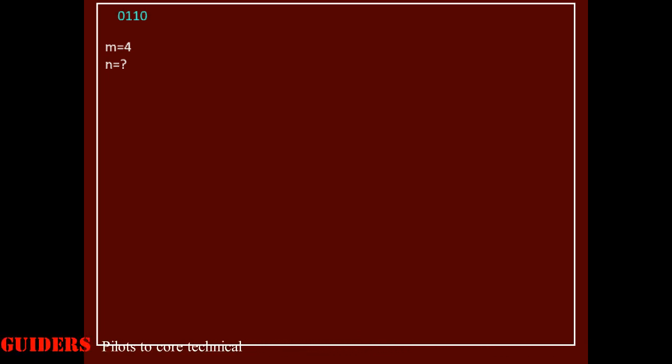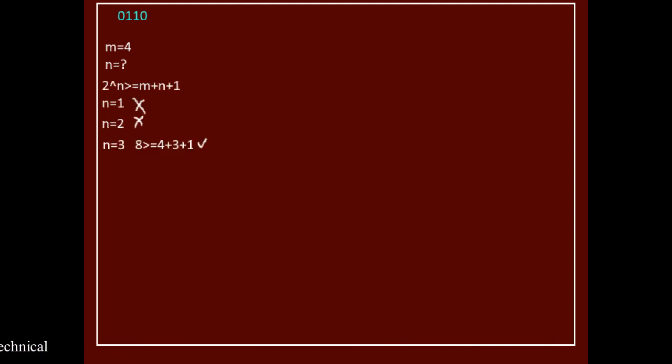To find out that, consider the equation 2 power n should be greater than or equal to m plus n plus 1. If n equals 1, the condition is not satisfied. If n equals 2, the condition is not satisfied. And if n equals 3, 2 power 3 is 8 and m plus n plus 1 is 4 plus 3 plus 1, 8. Thus, the minimum value of n to satisfy the condition is n equals 3.